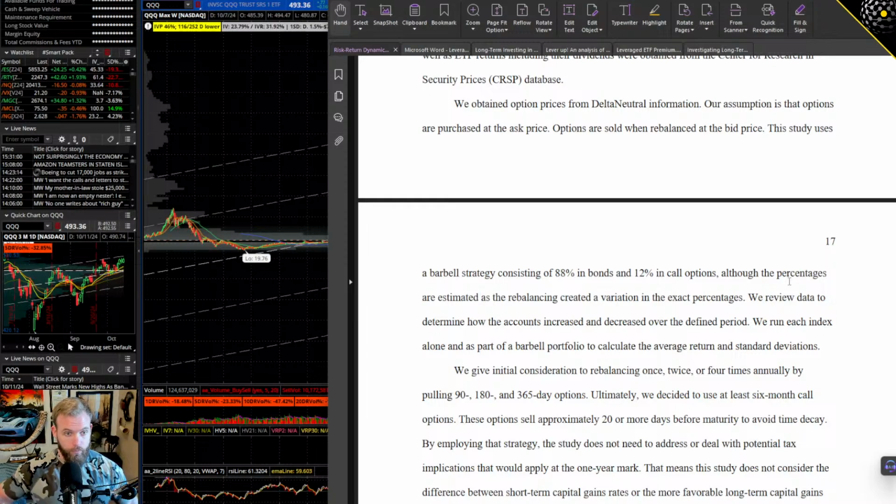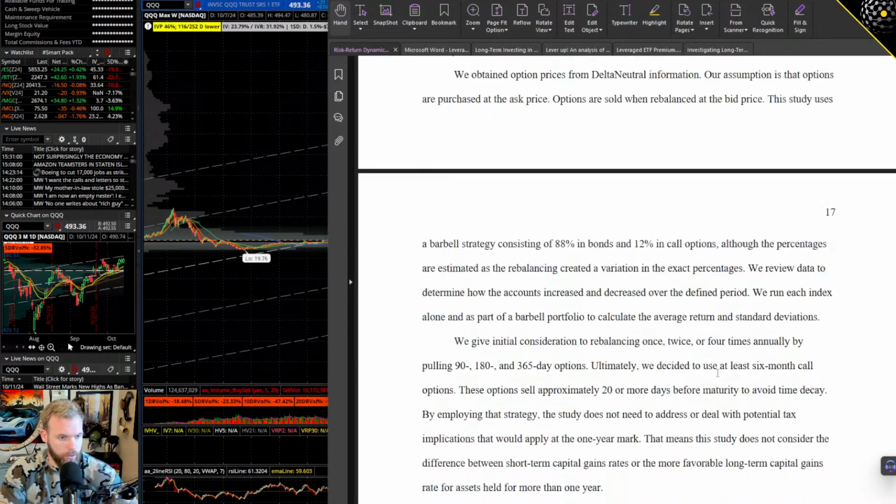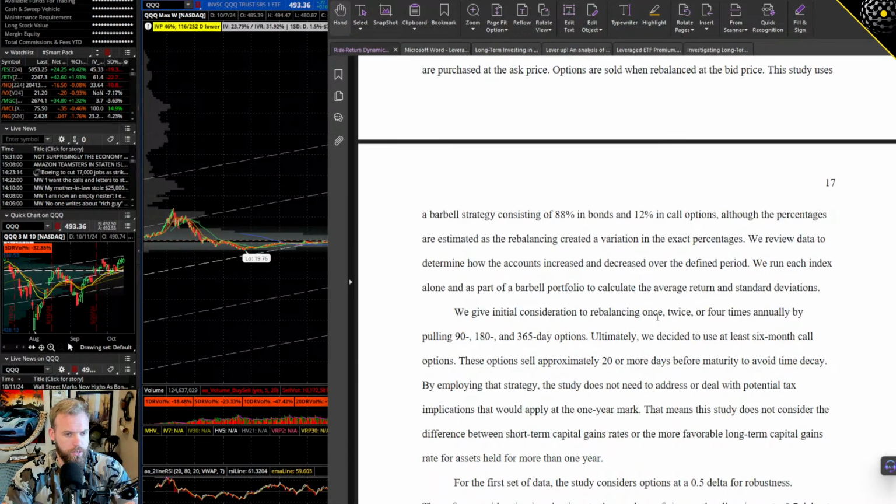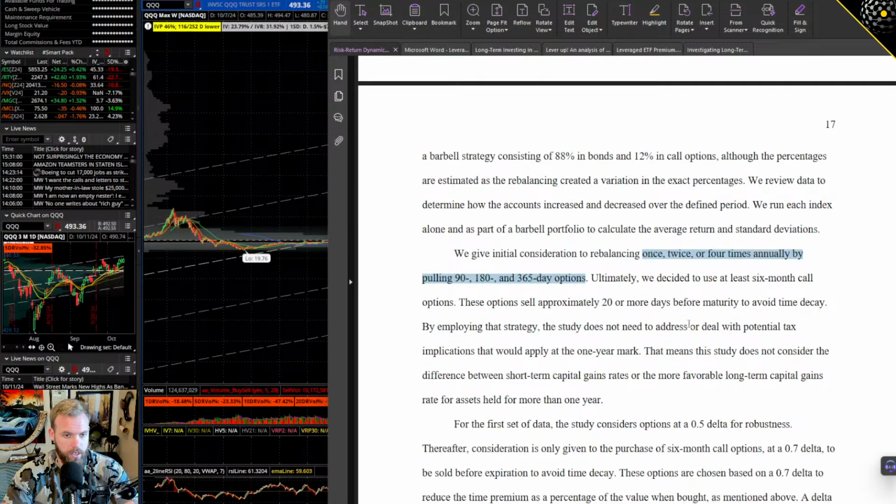So I like this. We review data to determine how accounts increase or decrease over the period. We run each index alone. Okay. Initial consideration to rebalancing. Rebalancing is super important. So the way that they choose to do this is going to drastically impact the output of the study. We decided to use 6-month call options. That's cool. And sell options 20 or more days before maturity to avoid time decay. Oh, I see. These options sell.